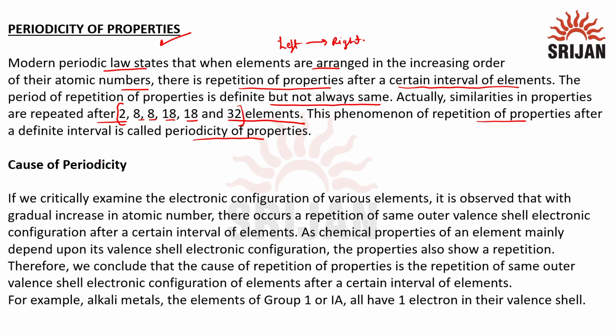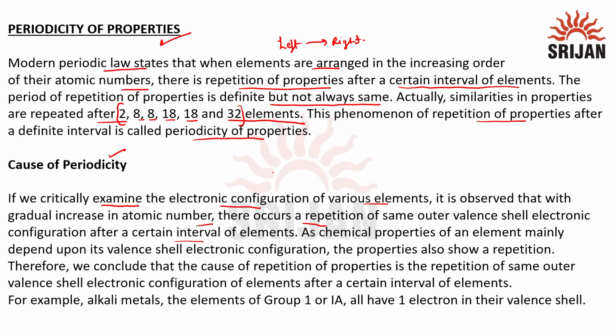Now moving towards the causes of periodicity. What causes this periodicity in the properties? So we critically examine the electronic configuration of various elements. It is observed that with gradual increase in the atomic number, there occurs a repetition of the same outer valence shell electronic configuration after a certain interval of the element, right?